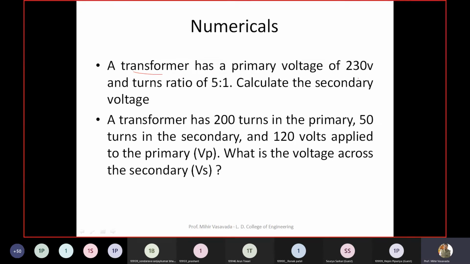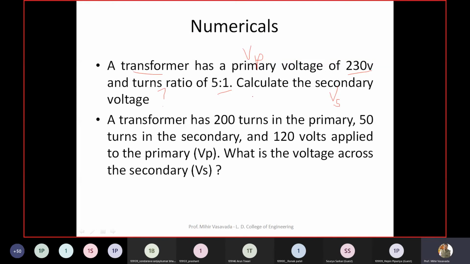A transformer with a primary voltage of 230 volt and a turns ratio of 5:1. Calculate the secondary voltage. Take this primary voltage as VP and the secondary voltage as VS. How much? 46 volt. I am proud of you, students.